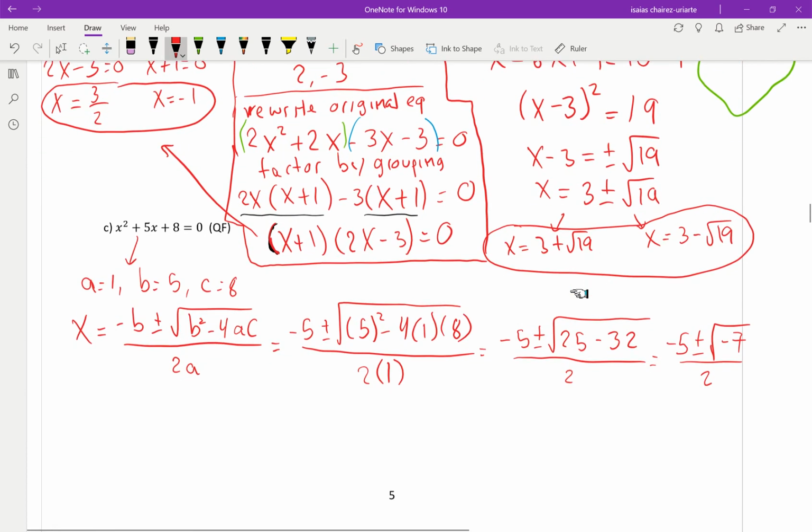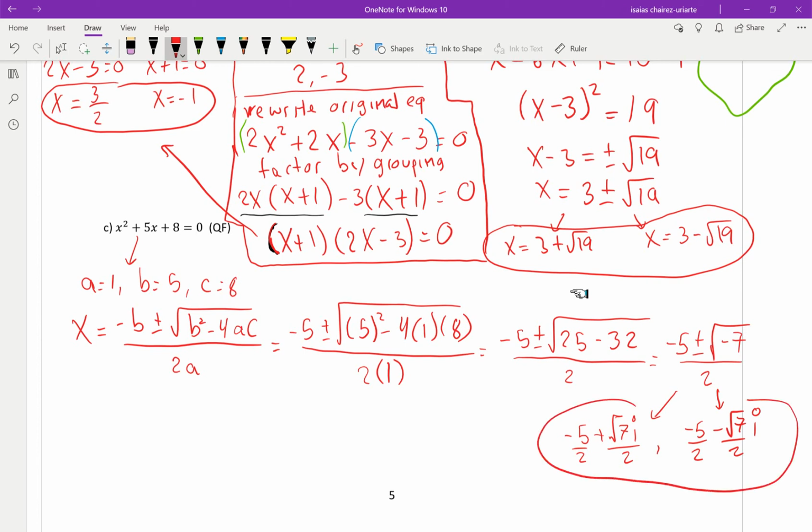Okay, so let's see, let me go down here. So then this is going to become negative 5 plus the square root of 7i, this over 2, and the other one is going to become negative 5 minus the square root of 7i, and all of it over 2. And these are my complex conjugate solutions.